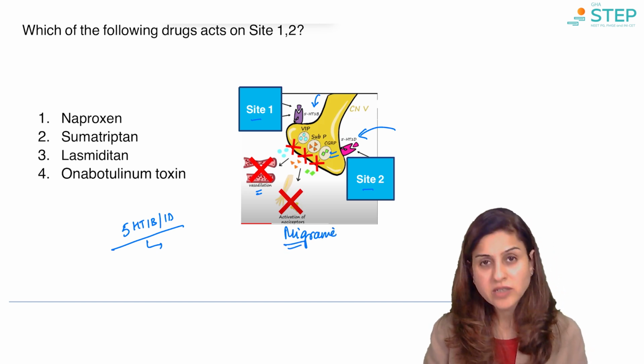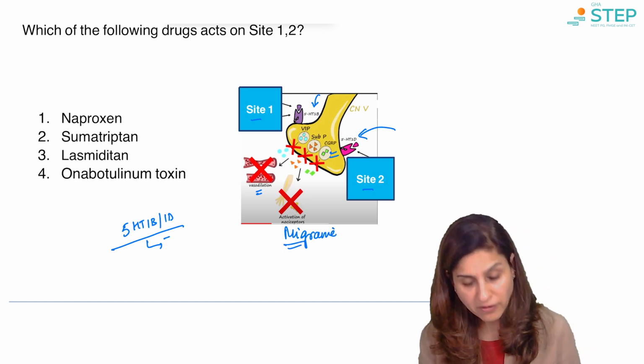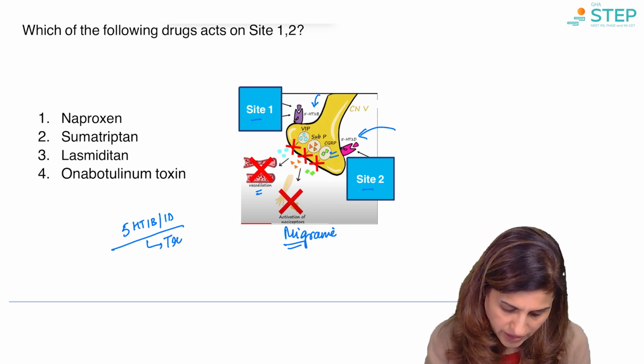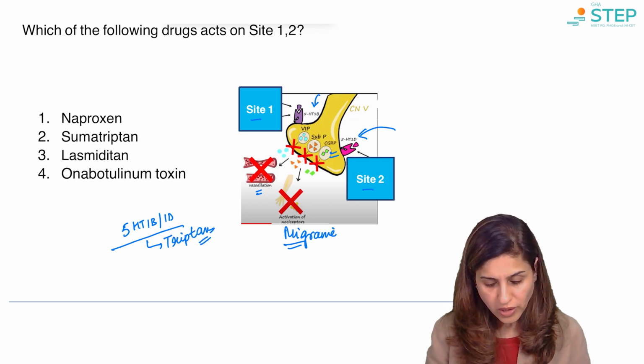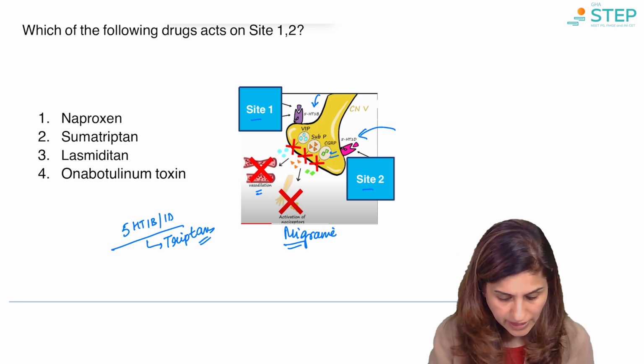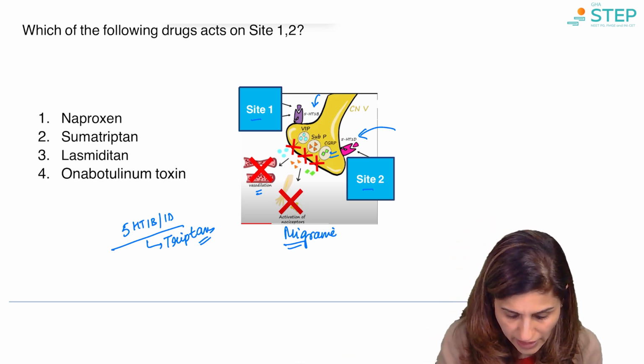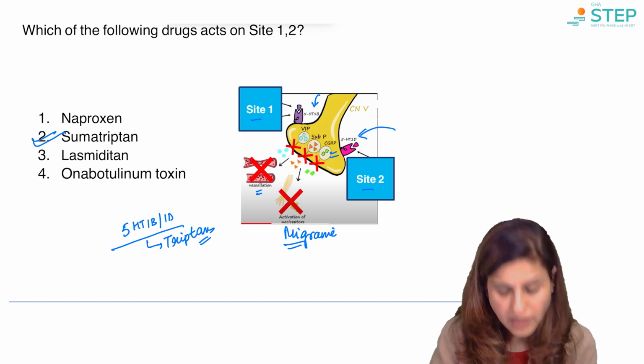And the drugs which act on 5-HT1B, 1D, which are used in the treatment of migraine, are the triptans. So can you identify the triptan here? Yes, the name should end with triptan. So the drug which we have here is Sumatriptan.